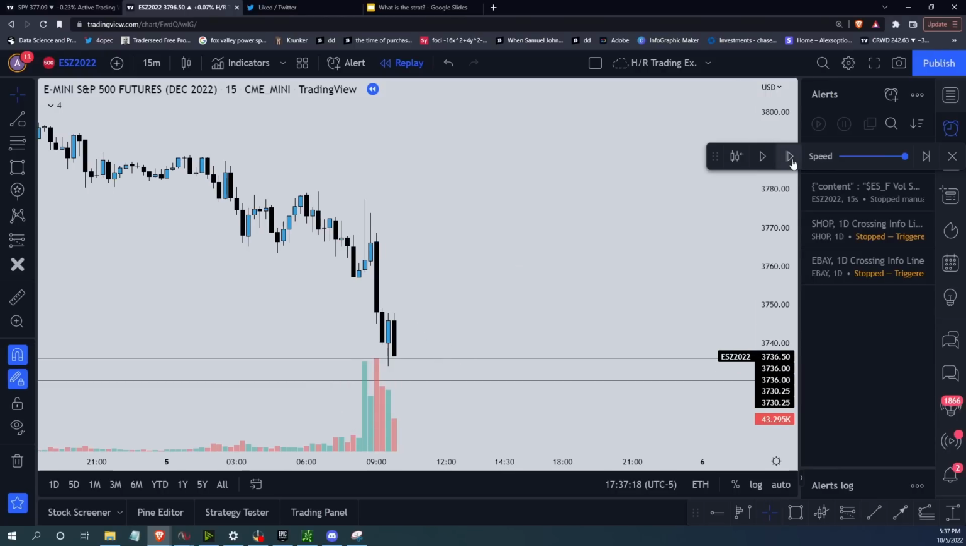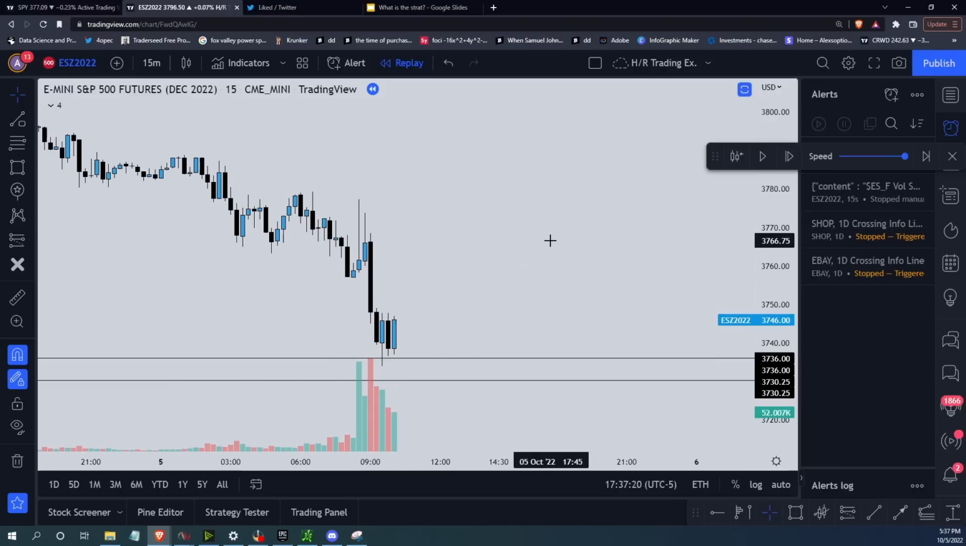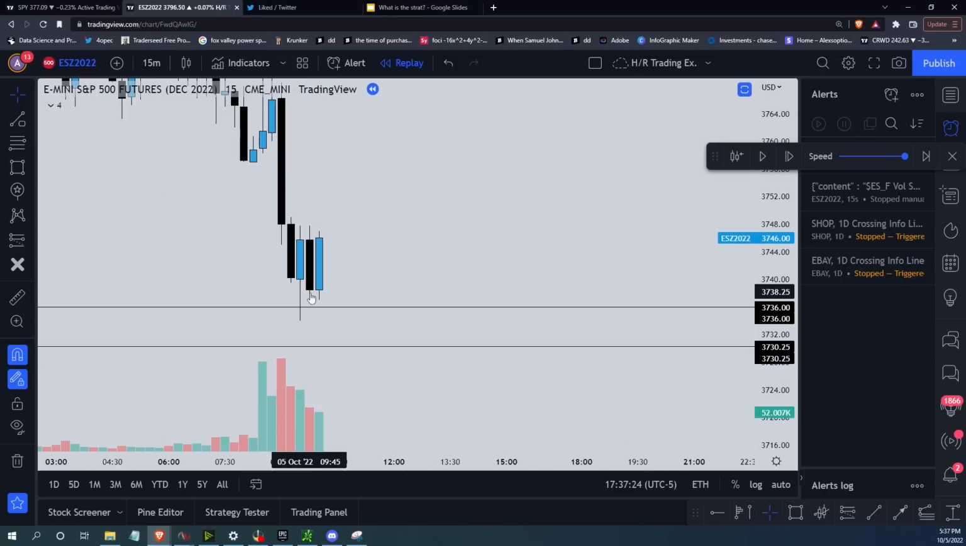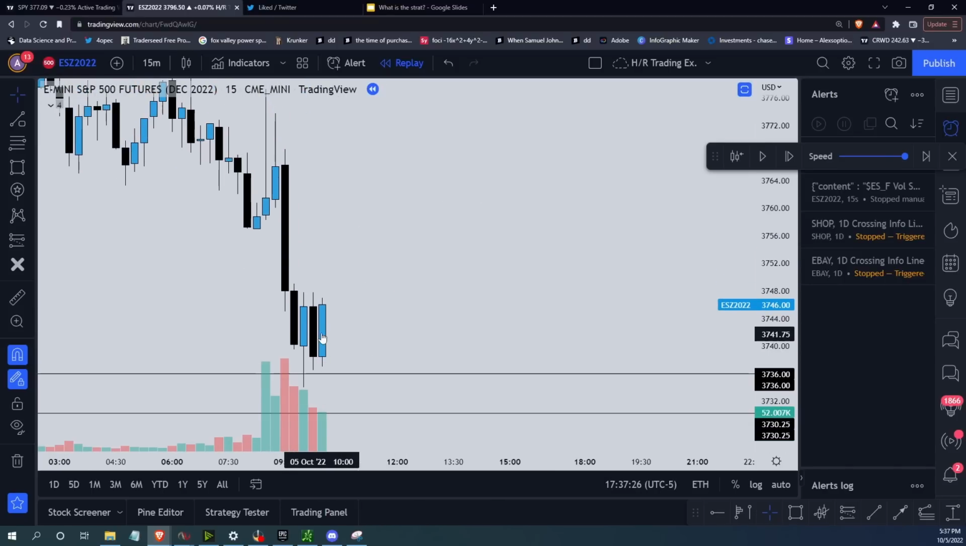So if we play it through, what do we look for when it comes to bullish PD arrays? We want to see an aggressive down close candle, then an aggressive up close candle that can break above those highs.